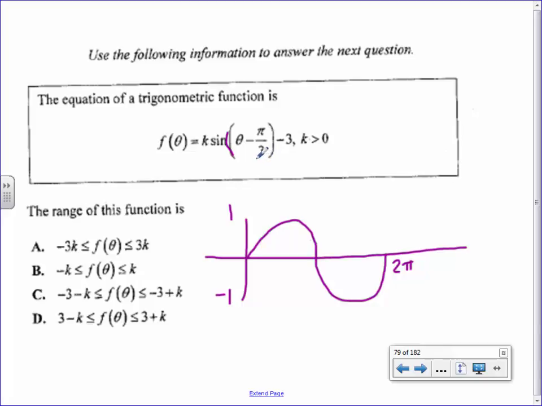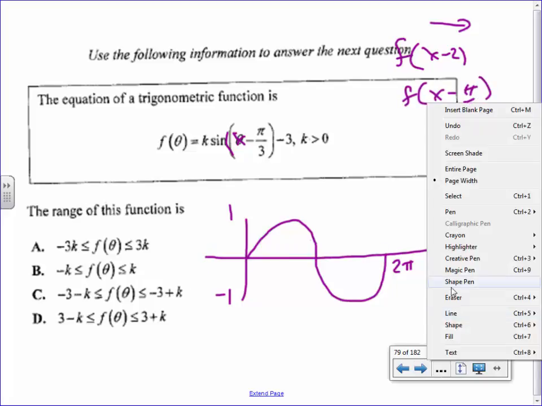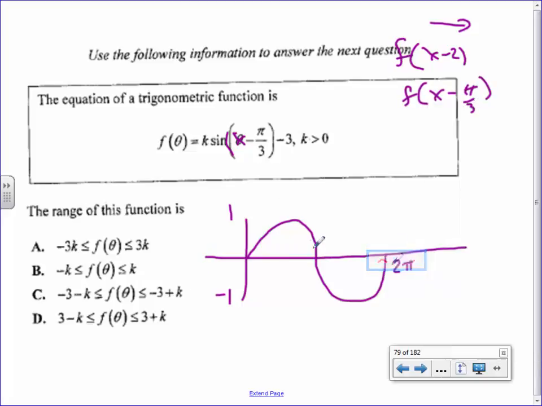Slides it that way, right? Because what this is, x minus 2. This would be like an x minus 2, which slides it 2 units that way. Only it's not minus 2, it's theta minus pi over 3. So we're going to take this whole graph here, and we're going to slide it a little bit that way.